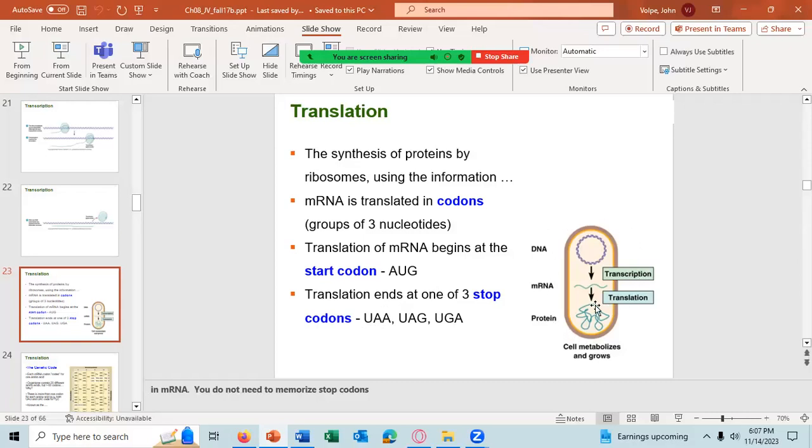And this icon is showing you that translation occurs after the information in DNA is transcribed into messenger RNA. And then translation is the changing of the information in messenger RNA to the information in proteins.